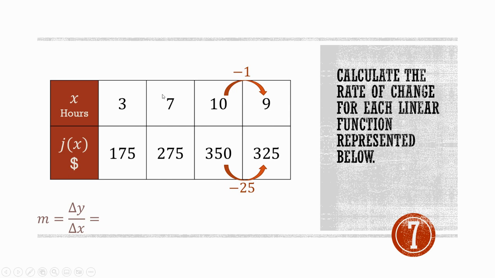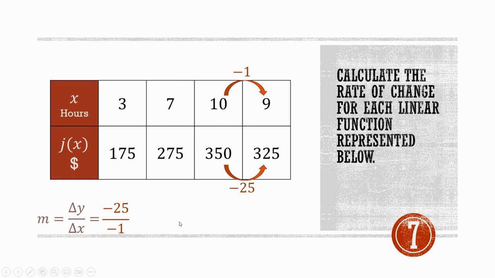I can't pick these two. I can't pick these two. I have to pick the same two. If I go from 350 to 325, I have to pick 10 to 9. I can't pick 3 to 7 or 7 to 10. Pick the same two. So 350 to 325 is minus 25, and 10 to 9 is minus 1. So negative 25 over negative 1, which of course we know a negative over a negative gives me a positive.